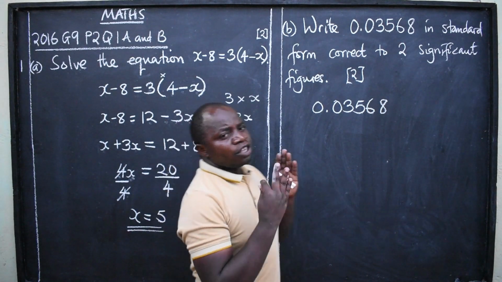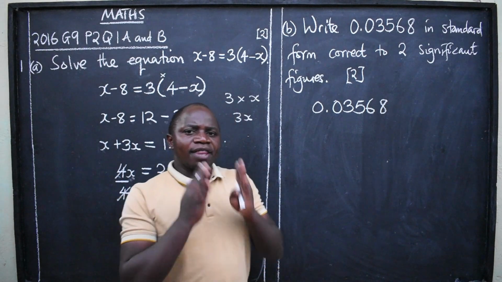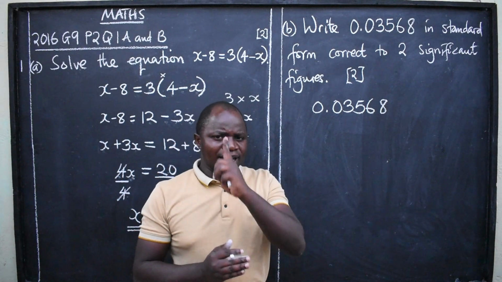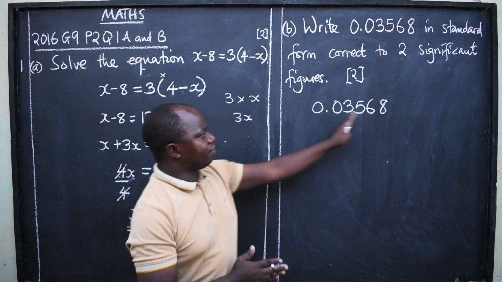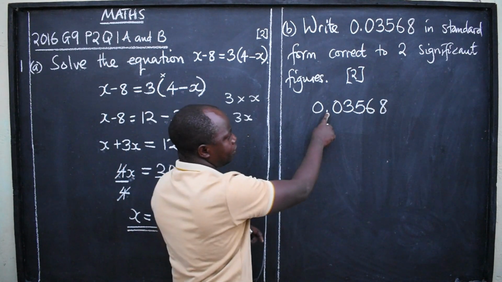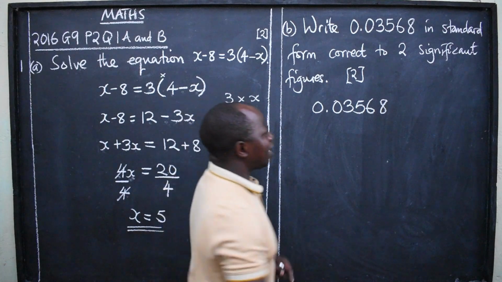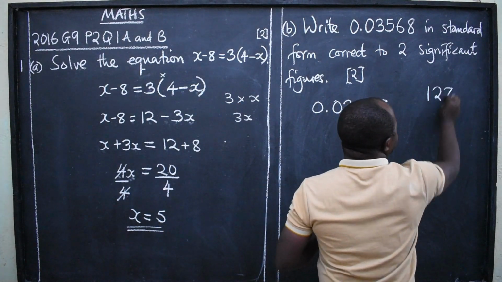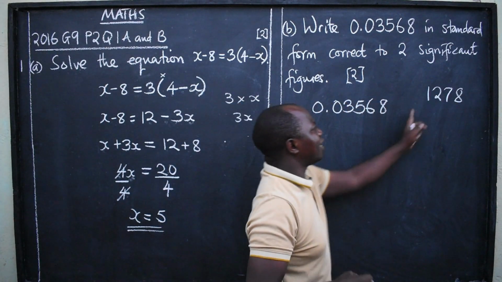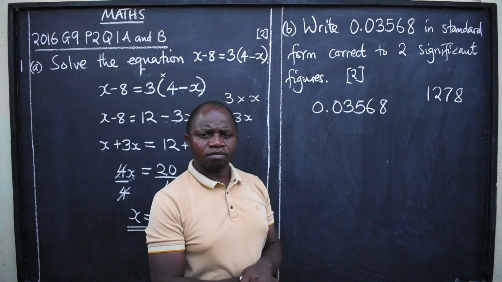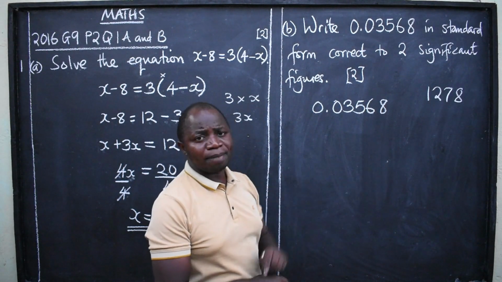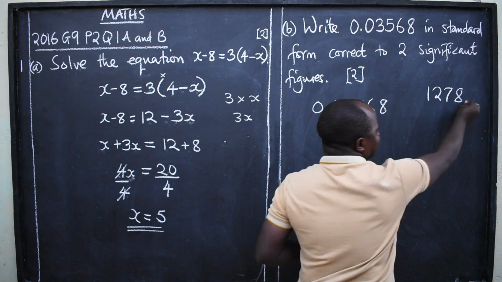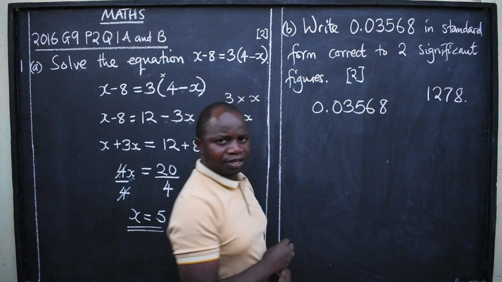Well, you have to identify where the point is. That is number one. Identify the decimal point. In this number, the decimal point is here. Now, what if I give you this number, 1278? I say you write this in standard form. Where is the decimal point? In a whole number like that, you need to know that the decimal point is at the end.